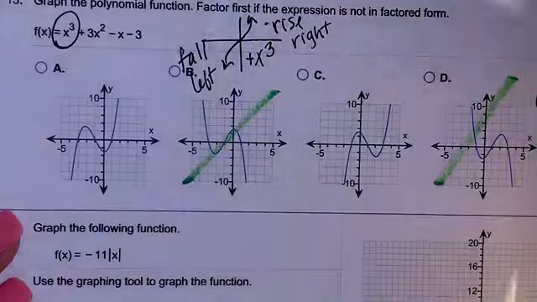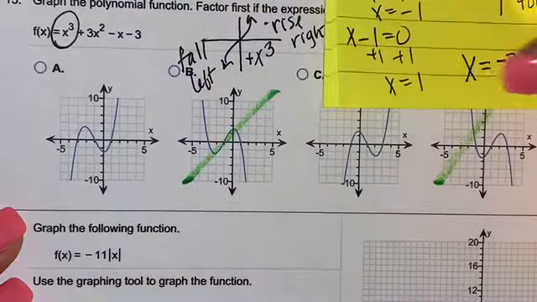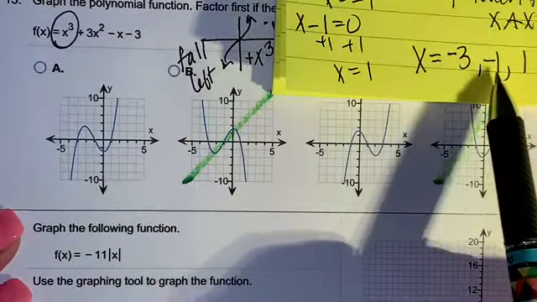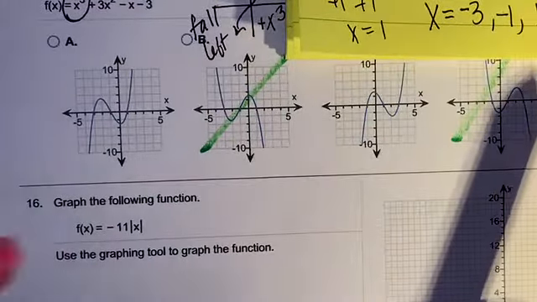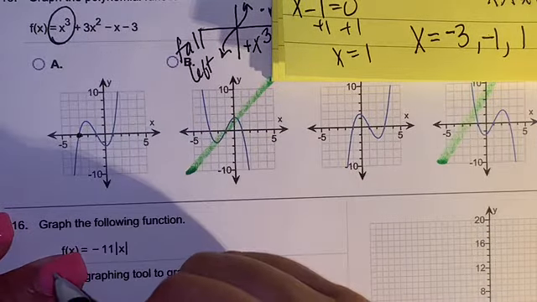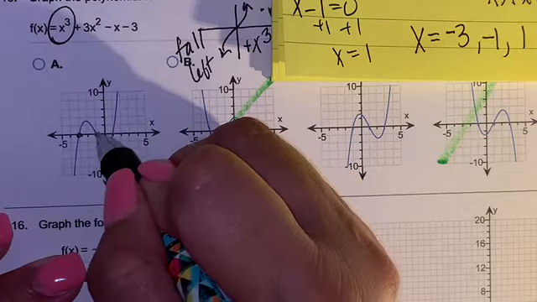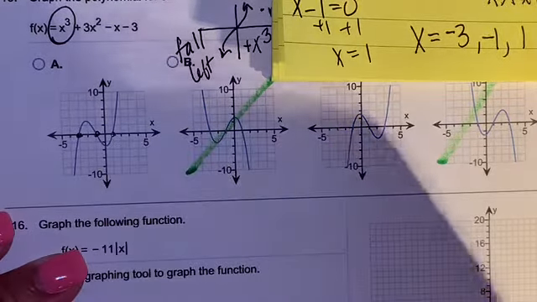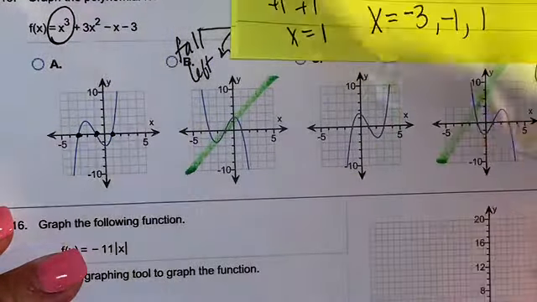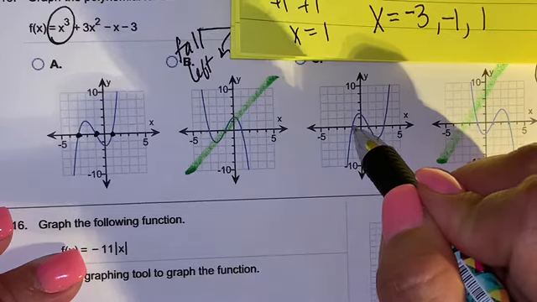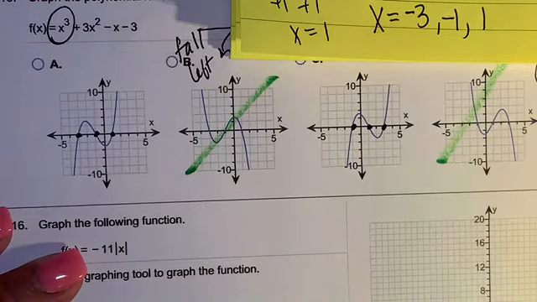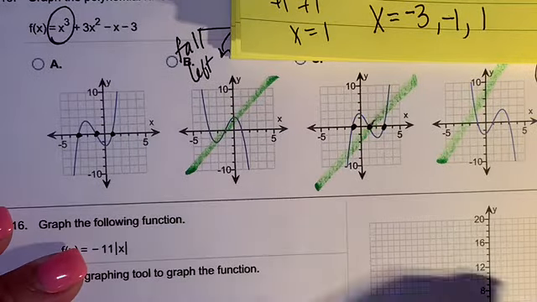So now we need to find a graph that has our zeros, -3, -1, and 1. So I have -3, 0, -1, 0, and 1, 0. If I look at option C, I have -1, 0, 1, 0, and 3, 0. So we can eliminate C, and the option is A.